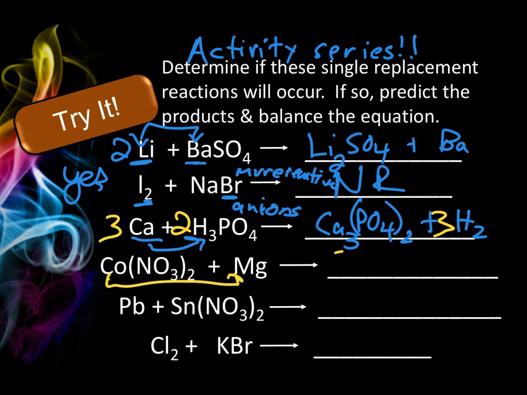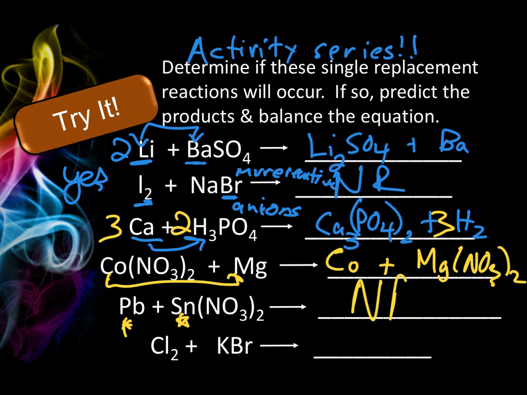All right, got to check cobalt and magnesium. Magnesium is more reactive. It's higher on the chart. Cobalt plus Mg(NO3)2. All right, that guy's already balanced. I already know that's balanced. We did one earlier. Okay, lead and tin. Well, check your chart. What are you thinking? You're right. It's not going to replace. We're going to have no reaction. So if I look at that, lead is going to be a little bit higher than the tin.